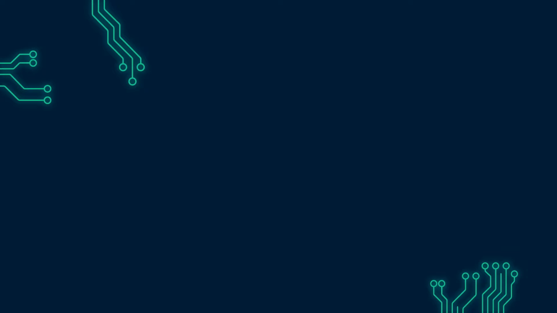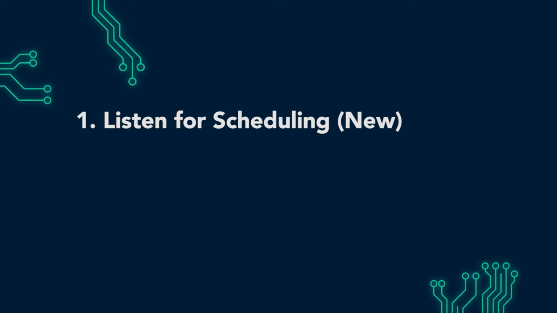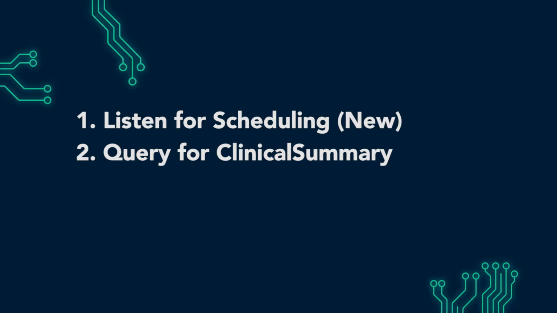For this example, we're going to start by listening for scheduling messages, specifically the new event type. These messages are often triggered when a new appointment is created in an EHR. Next, we're going to set up a way to query for a patient's clinical summary. The clinical summary that will be returned is essentially an overview of a patient's health, with information like allergies, medications, family history, a bunch of stuff. Finally, we'll set up a way to send new media messages.